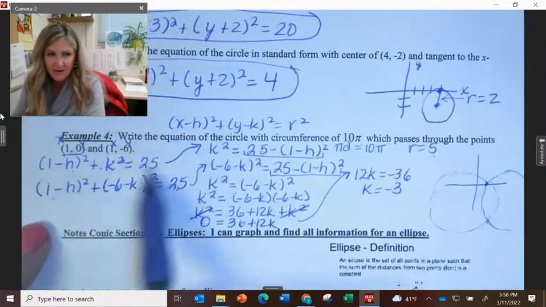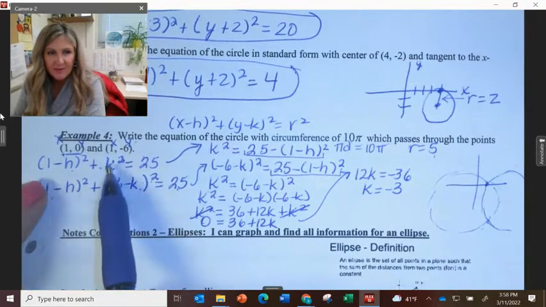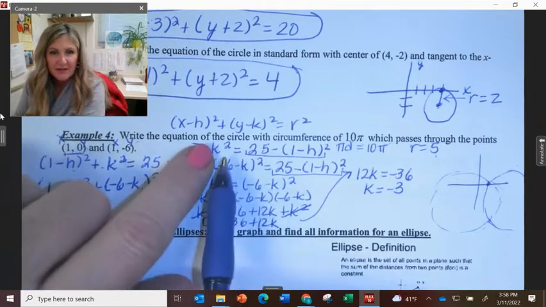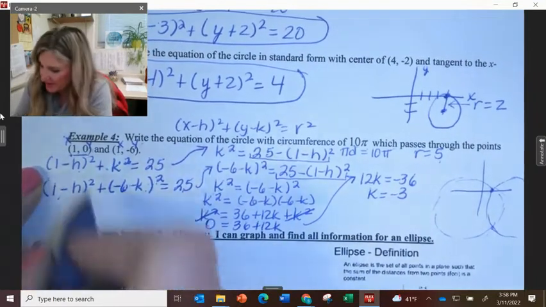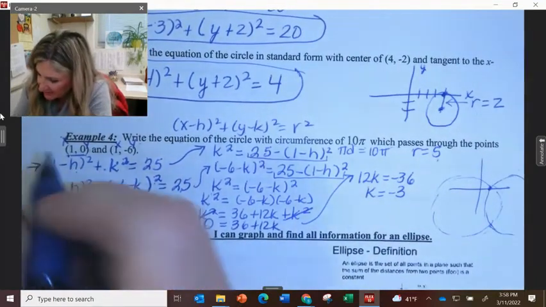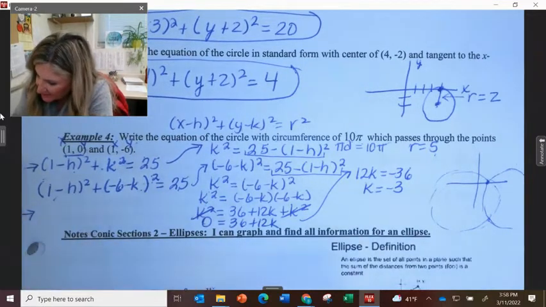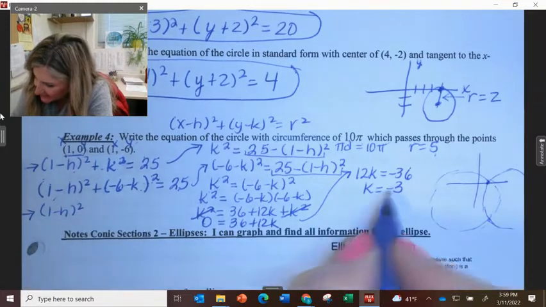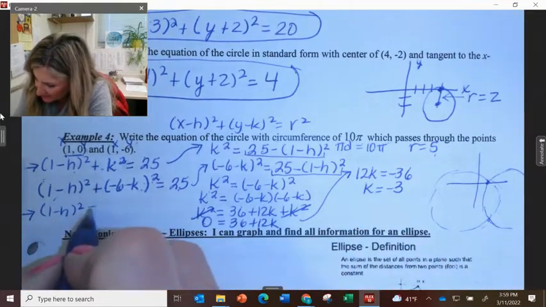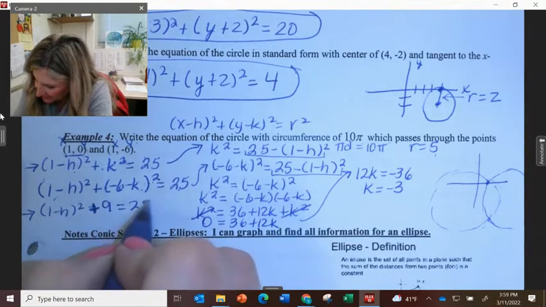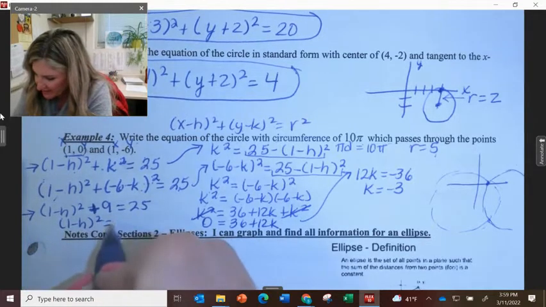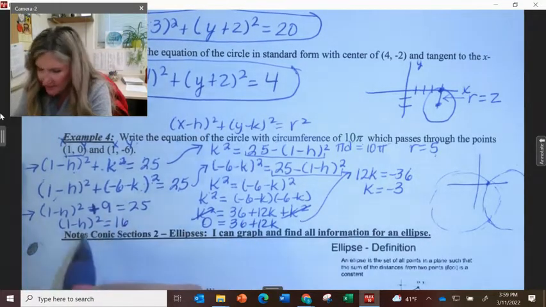I can plug in anywhere. Oh, it might be easy here, actually. It doesn't matter, here or here. I'm going to do here, actually. Okay, so I'm going to plug into this one because it's going to be easier. You got to think ahead on this stuff. So now I'm going to have (1 minus h) squared. K is negative 3. Negative 3 squared is 9. So, plus 9 equals 25. So I'm going to have (1 minus h) squared. Subtract that 9 over, I get 16.